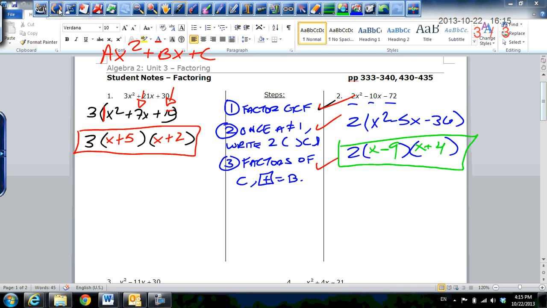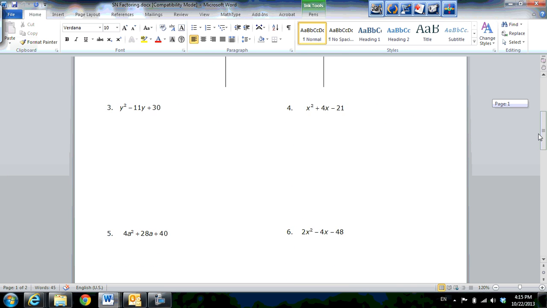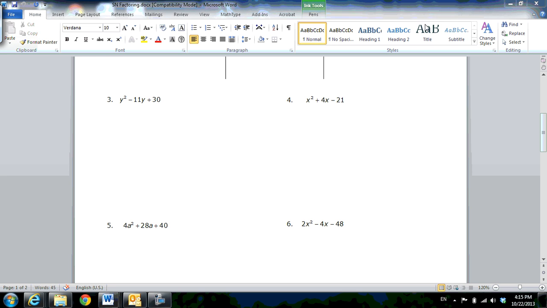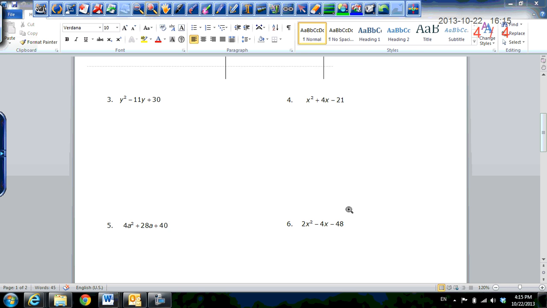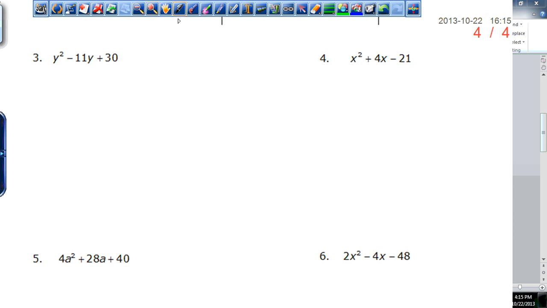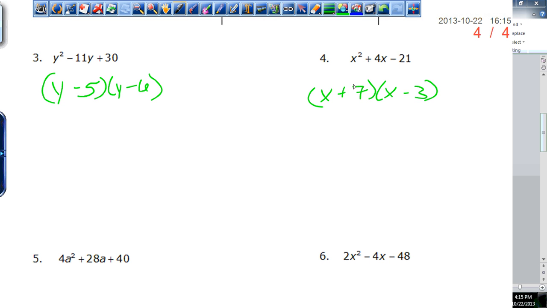Okay, let's move on. The next 4 are pretty easy. Today in class, I had the kids break up and do this separately. So if you want to pause and try each one, I'll go ahead and write the answers down. Number 3 is y minus 5 and y minus 6. Number 4 is x plus 7 and x minus 3.